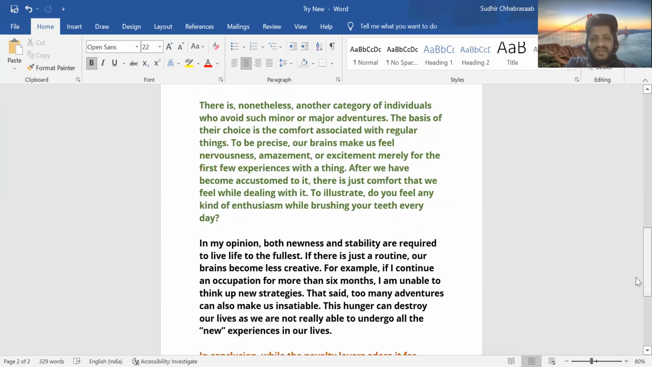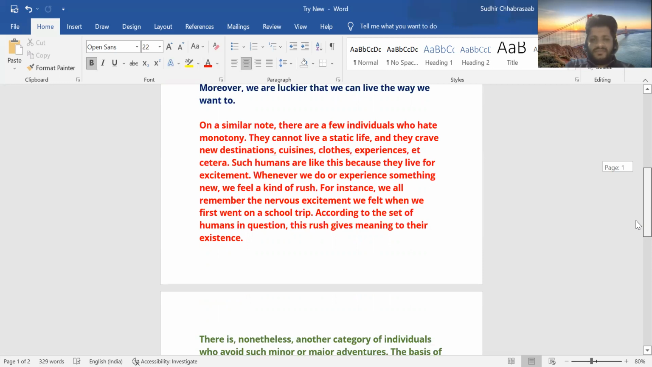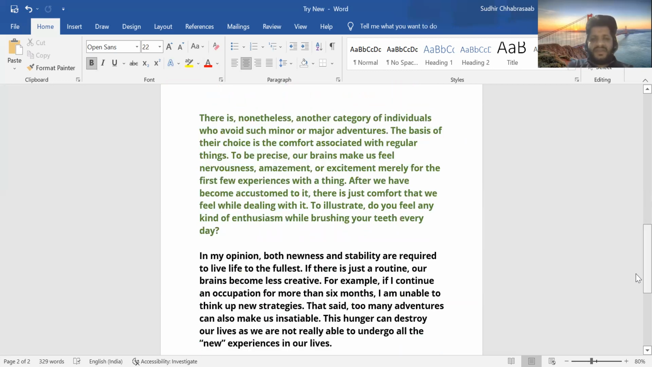There is nonetheless another category of individuals who avoid such minor or major adventures. Other people prefer to keep doing things they are familiar with. The basis of their choice is the comfort associated with regular things.